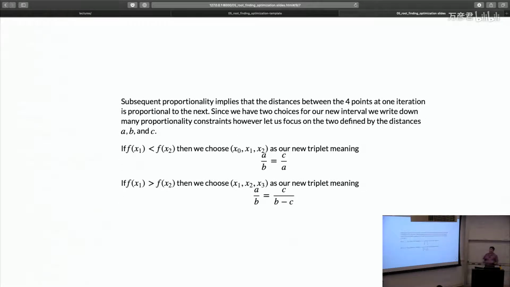The proportionality implication. We've used one of our conditions, and now we're going to use the proportionality. The proportionality says that if we have these ratios, a over b and c over a, and we're going to pick one of these brackets, so that's bringing in the subsequent piece of it, if we have the condition f(x1) is less than f(x2), we're going to pick the bracket x0, x1, x2. So x0 to x2, it just includes x1. And these are the distances that need to be proportional to the new distances. Note that we're actually using the new distances and comparing them to the old, using these ratios.